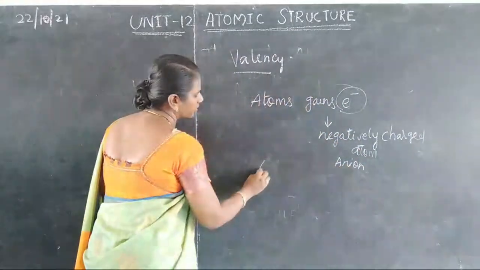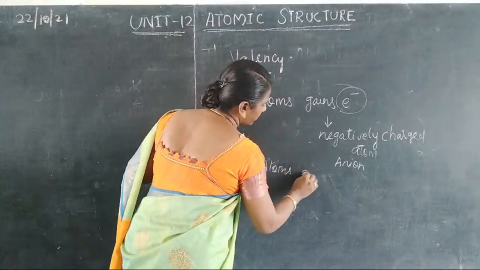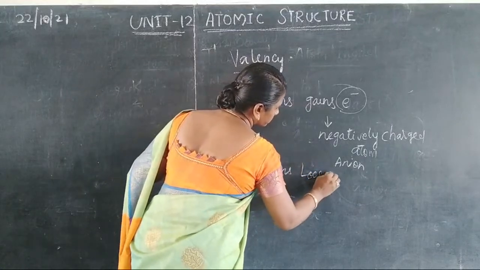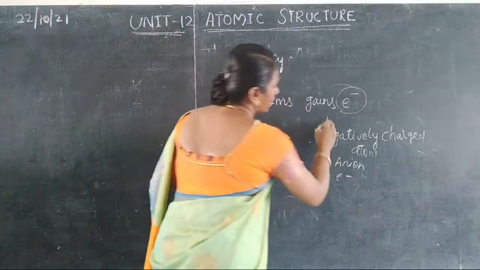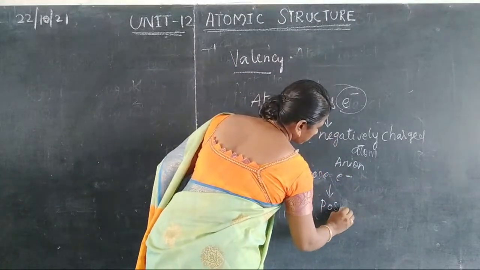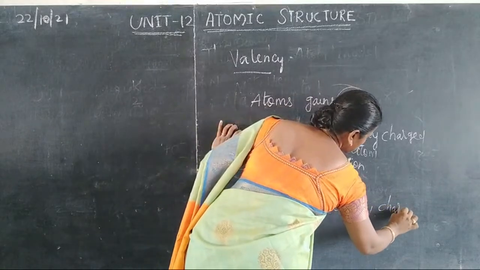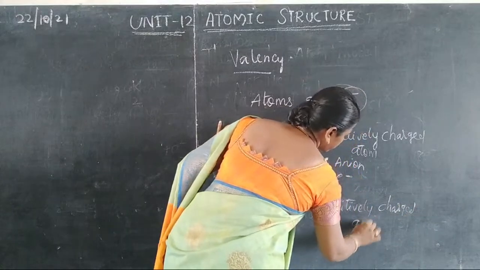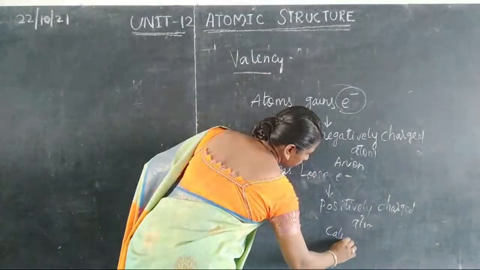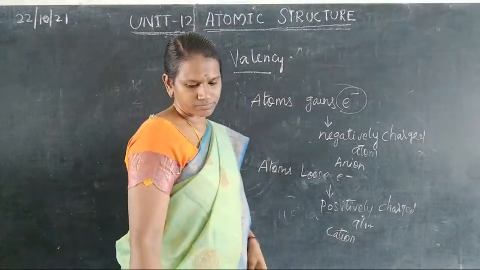If an atom loses an electron, that forms a positively charged atom. Positively charged atoms are called cations. So that's what we are forming, cations.